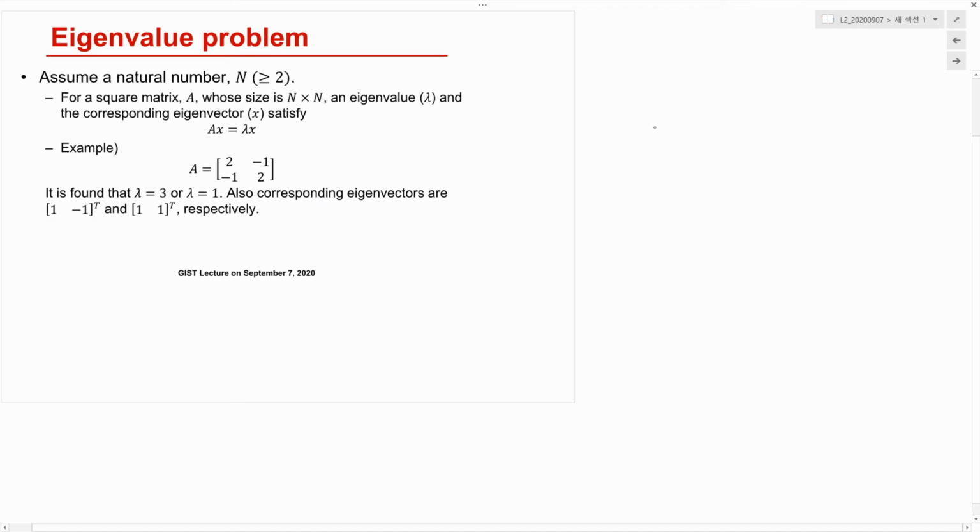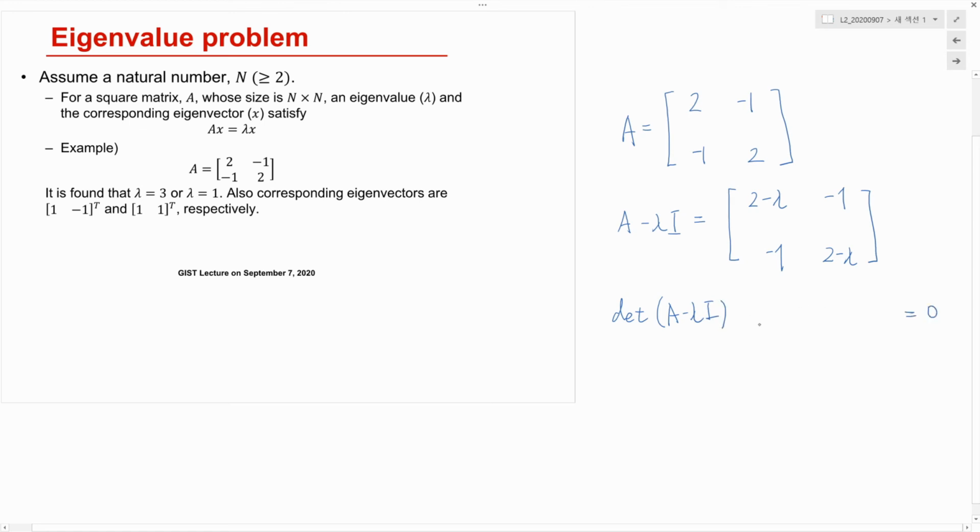Let's say that we have a matrix A which is given by 2, minus 1, minus 1, 2. How can you obtain the eigenvalue or eigenvector of this matrix A? Then we have to calculate this one, A minus lambda I. So this is corresponding to 2 minus lambda, minus 1, minus 1, 2 minus lambda. And its determinant should be 0 for this case.